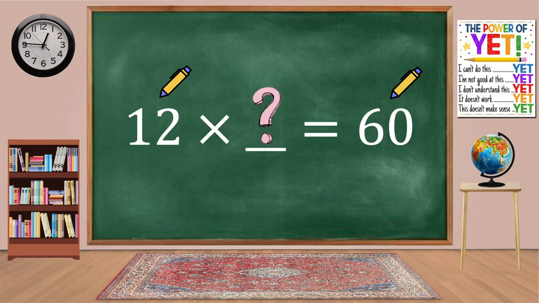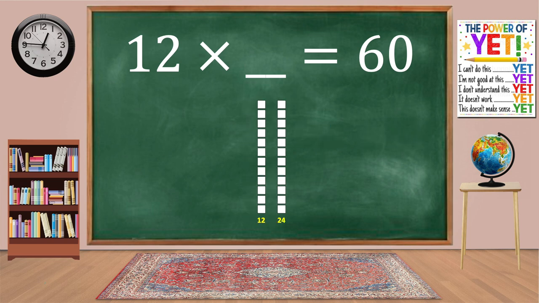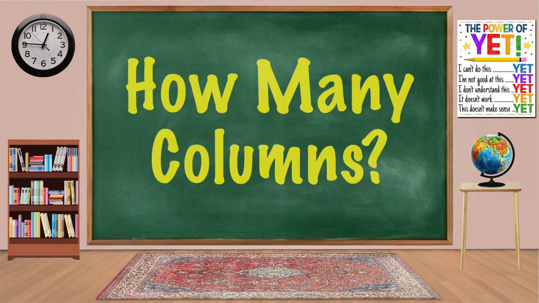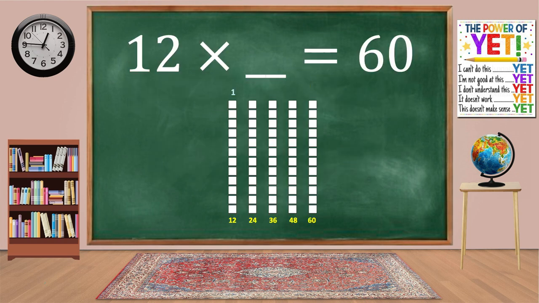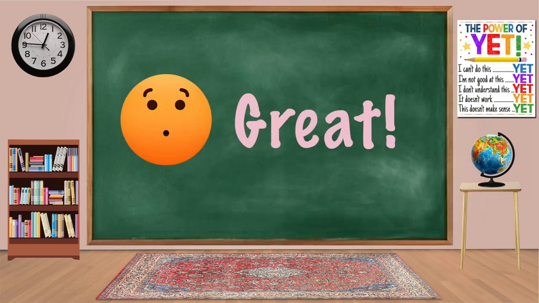We'll start with a column of 12 rows and skip count to 60. 12, 24, 36, 48, 60. We've reached 60. How many columns do we have? 1, 2, 3, 4, 5. 12 times 5 equals 60, so 60 divided by 12 equals 5. That was a great example.